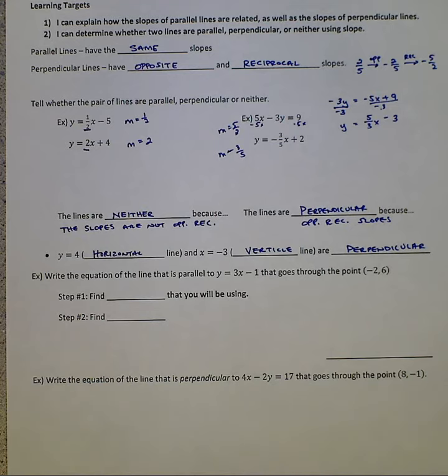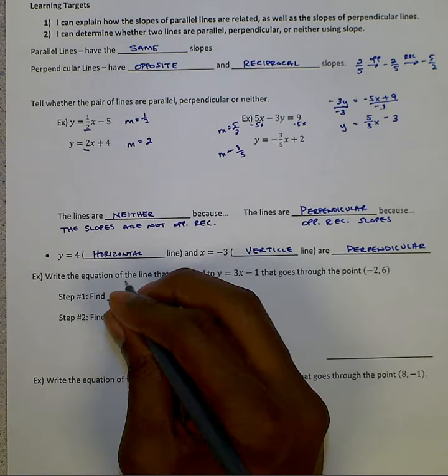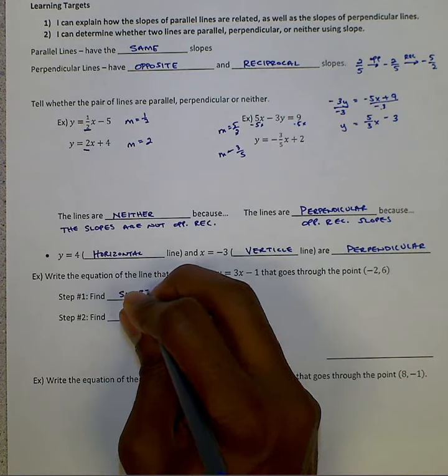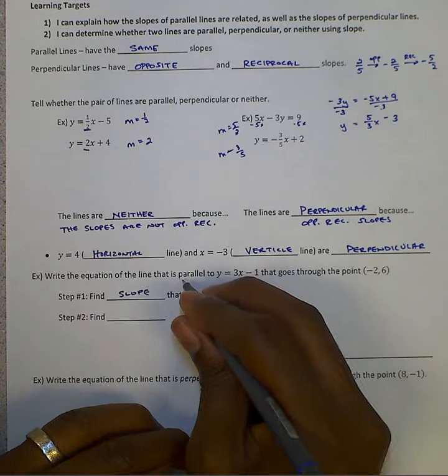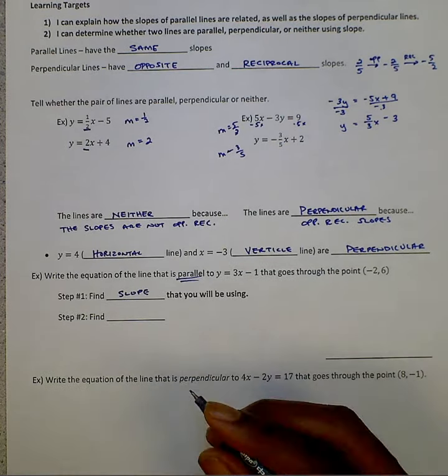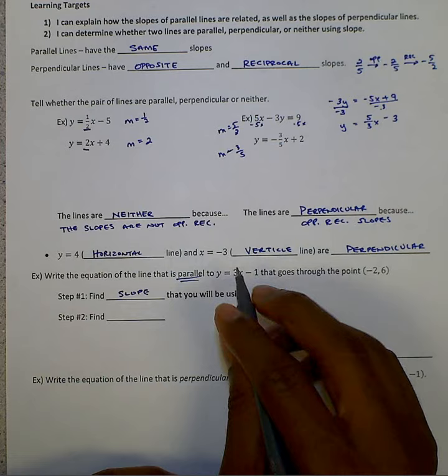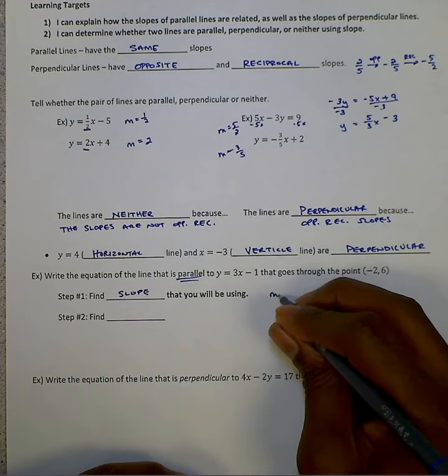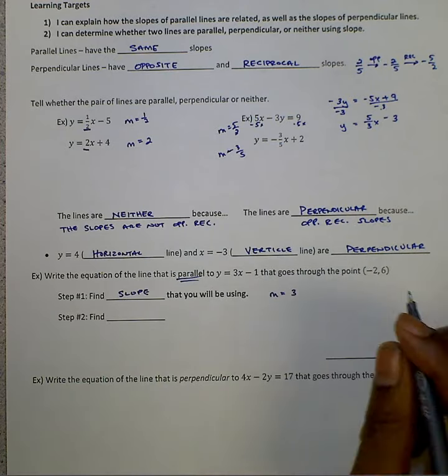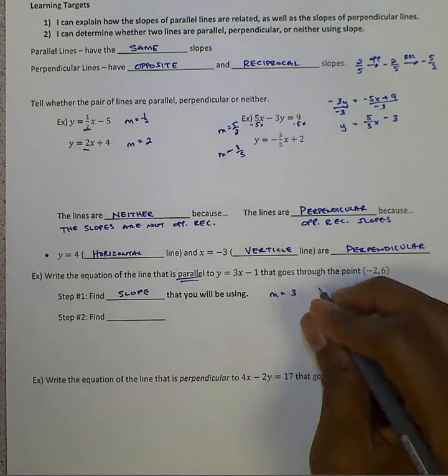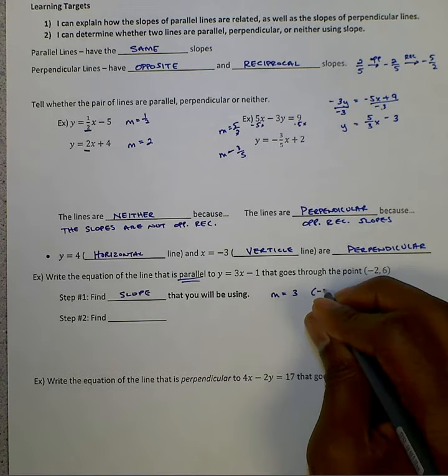Okay, so let's look at this other type of problem. It says, write the equation of a line that is parallel to y equals 3x minus 1 that goes through the point negative 2, 6. So what we want to do is find the slope that we'll be using. In this case it says parallel, so we know we're going to be using the same slope. So what's the slope of this line? 3. What slope will we be using? 3. And then the next thing is we're going to find the point that we're going to be using. In this case, it's negative 2, 6.